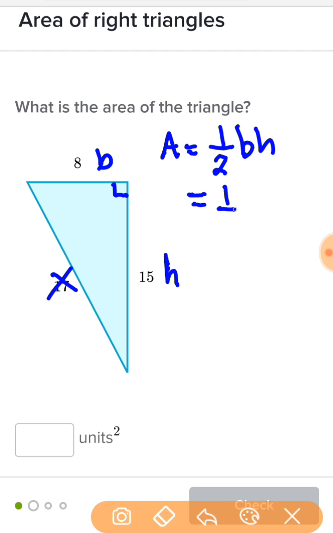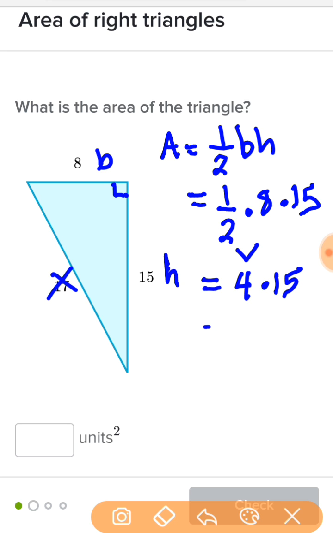But again, it's half times the base, which is 8, times the height, which is 15. And so if I take half of the base, half of 8 is 4, times 15. And 4 times 15, or 15 times 4, those mean the same thing. So 15 times 4 would be 60. So my area for this shape is 60 units squared.